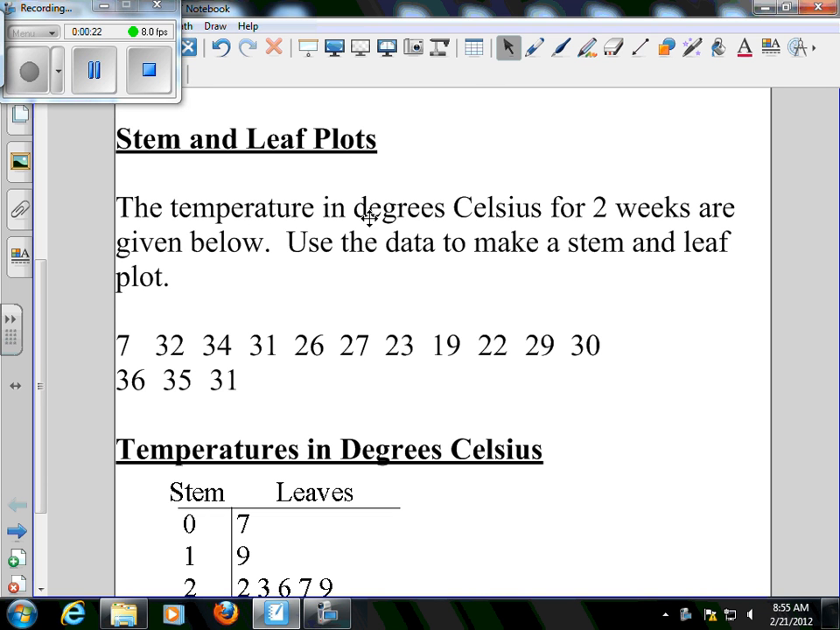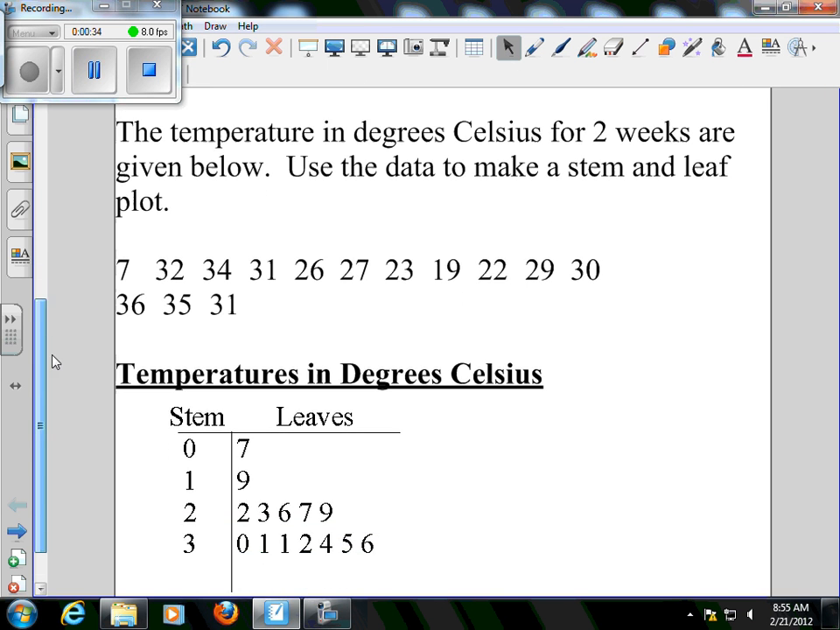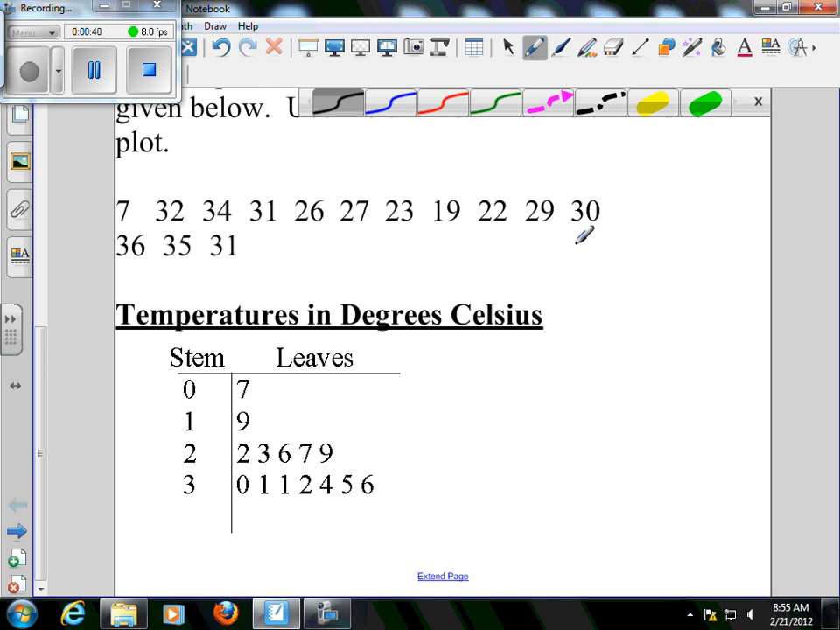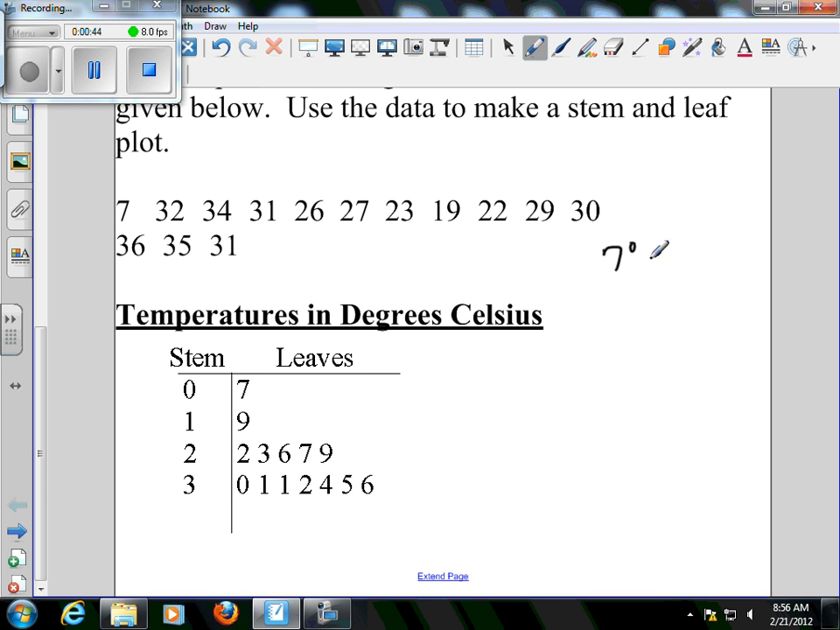For instance, the temperature in degrees Celsius for 2 weeks are given below. Use the data to make a stem and leaf plot. So here we are given all of these temperatures, 7, 32, 34, 31, and so forth, and we want to organize them into a stem and leaf plot. Notice that our temperatures range in value from 7 degrees all the way up to 36 degrees.